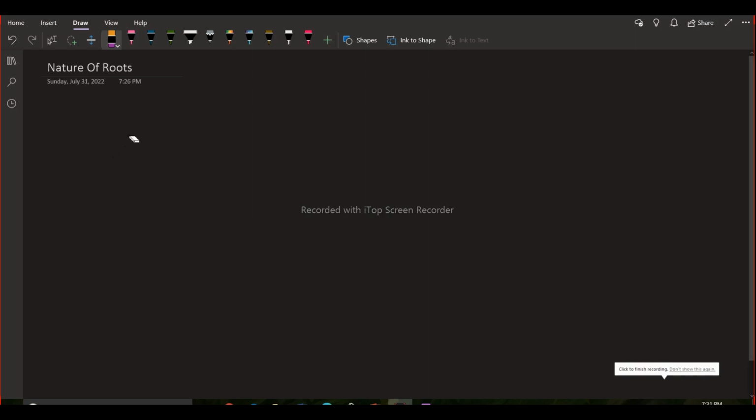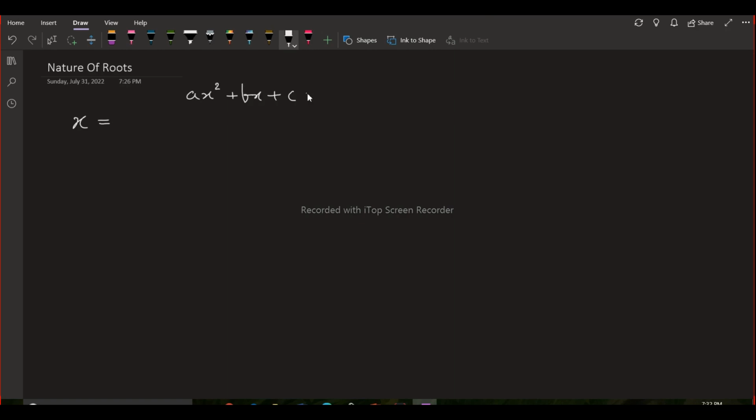Let's start off with the next part, which is nature of roots. Now we know the quadratic formula, which we use to find the roots of a quadratic equation. When we have the quadratic equation as ax² + bx + c = 0, this is the equation, and when you find the roots, we have the formula as x = (-b ± √(b² - 4ac)) / 2a. This is the quadratic formula.